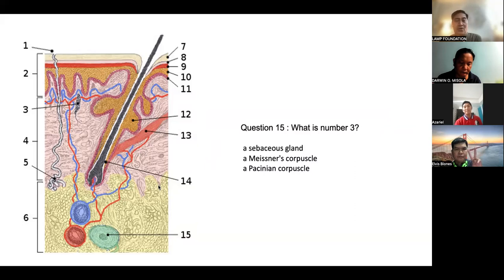Meissner's corpuscle. Okay. Thank you very much, Sir Elvis. Paki-check mo naman yung audio mo. Diyos ko. Yeah. Okay.